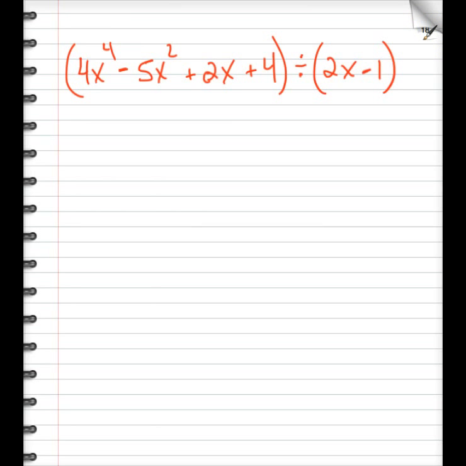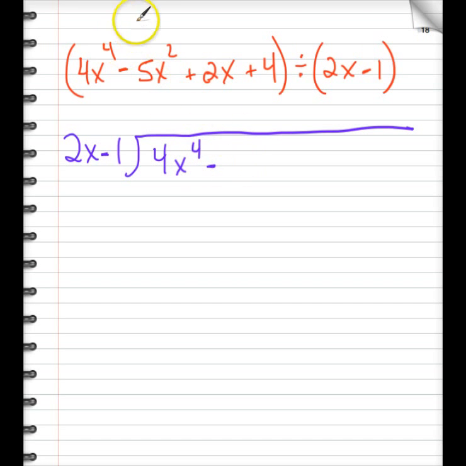Here we've got a 4-term polynomial divided by a binomial. So let's get right to it. We have 2x minus 1 all divided into 4x to the 4th minus, notice there is no third power term, so we're going to leave a placeholder here. There is no third power, so we have 0 of x cubed, minus 5x squared plus 2x plus 4. That's very important. It helps keep your place value. If you're missing any variable power in descending order, you need to put it in as a 0 quantity.